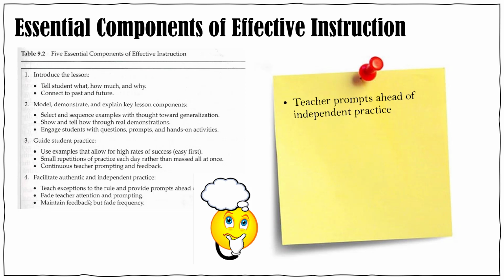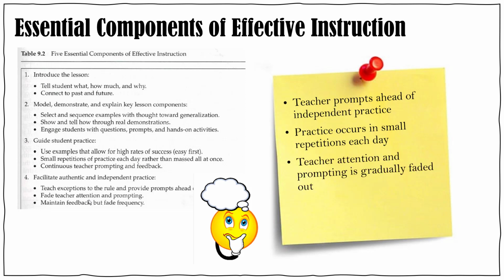So the teacher prompts ahead of independent practice. So remind them of all the rules and things like that before they go into the independent practice. Once again, make sure it occurs in small repetitions each day. And fade out that attention and prompting because you want them to engage in the behavior independently without your prompts. So lots of prompting at the beginning to set them up for success, to make the probability of them engaging in the correct response more likely, but then fade out that prompt. And then once again, feedback gradually becomes less frequent.